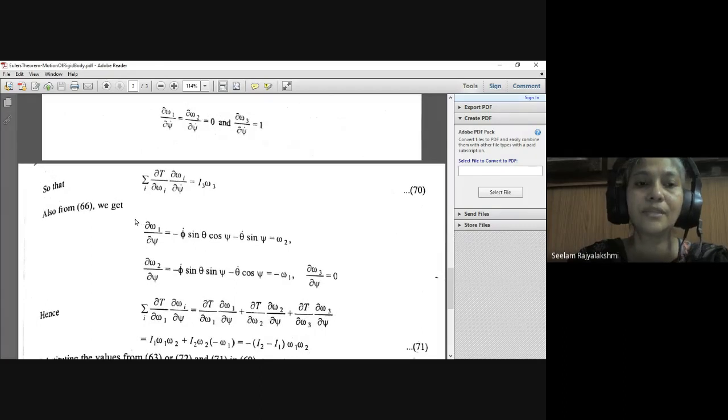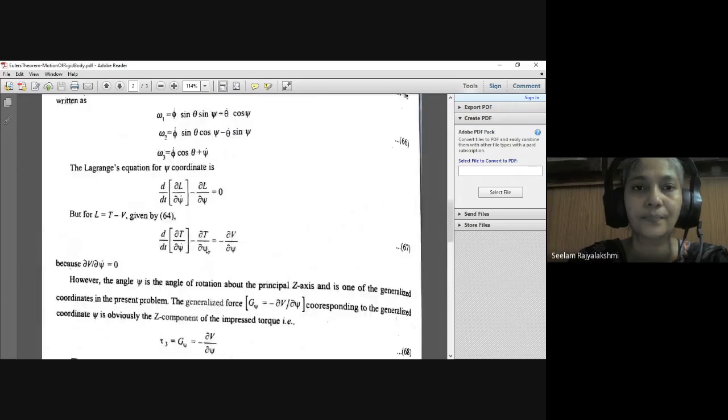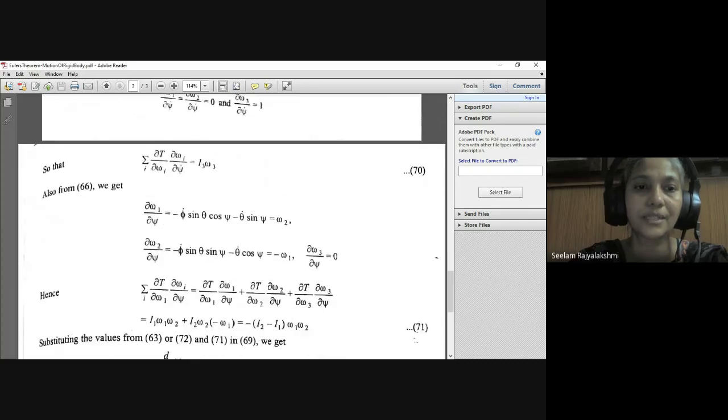Also from equation number 66, with omega 1, omega 2, omega 3, we will obtain dou omega 1 by dou psi. By differentiating omega 1 with respect to psi, we will obtain minus phi dot sin theta cos psi minus theta dot sin phi, and this is nothing but omega 2, which equals omega 2.